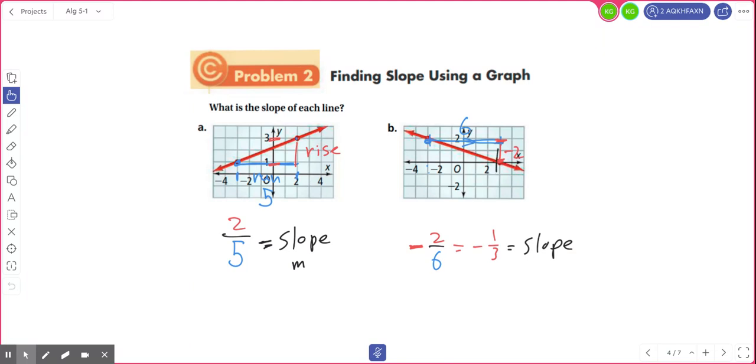Right, it's important that it's negative. So if we're going from left to right, if we're going up, this is positive. If we're going down, this is going to be a negative slope.